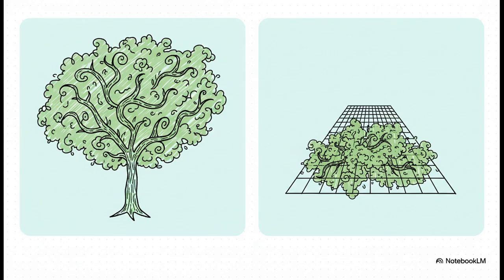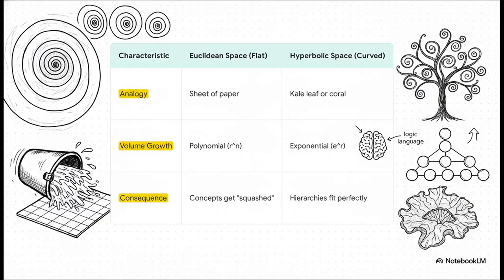It's what happens when a flat AI mind tries to process a branching universe of ideas. And this table, this really lays out the stark mismatch. Just look at that volume growth row. Real-world information grows exponentially, like a piece of kale, but the AI's digital container, what this calls flat Euclidean space, it only grows polynomially, like a sheet of paper. And the consequence, as you can see, is that concepts get squashed. It's like trying to pour the entire ocean into a coffee cup. This fundamental incompatibility is the root cause of so many of AI's weirdest limitations.